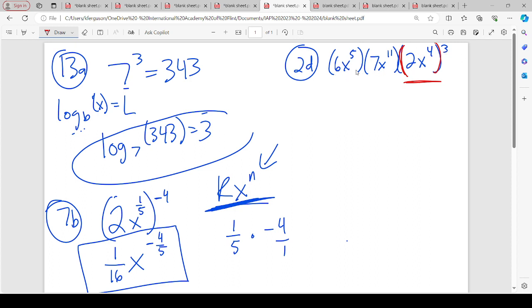So I'm going to skip the first stuff and do this. So I got 2x to the fourth power taken to the third power. That's going to be 2 to the third power times x to the 12th power. So let me stop and make sure everybody sees that. 2 to the third power. I'm taking 2 to my power, then I'm taking x to the fourth to my power. There's no exponent there, so that's a 1. 1 times 3 is 3.